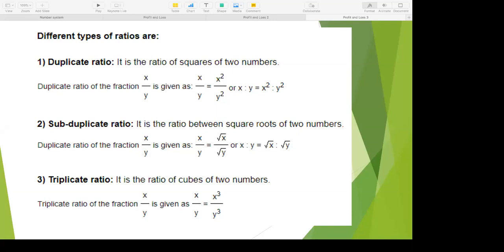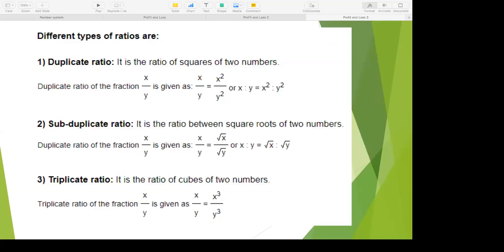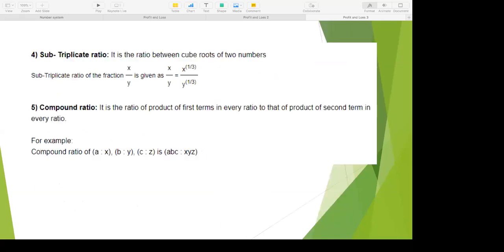Okay. And similarly, we have triplicate ratio, which is cubing of the numbers, cubing of the ratio. And we have sub-triplicate ratio, which is taking cube roots of the initial ratio. So you can remember it in this way. Duplicate means squaring. Sub-duplicate means taking square roots. Triplicate means cubing. Sub-triplicate means taking the cube roots.